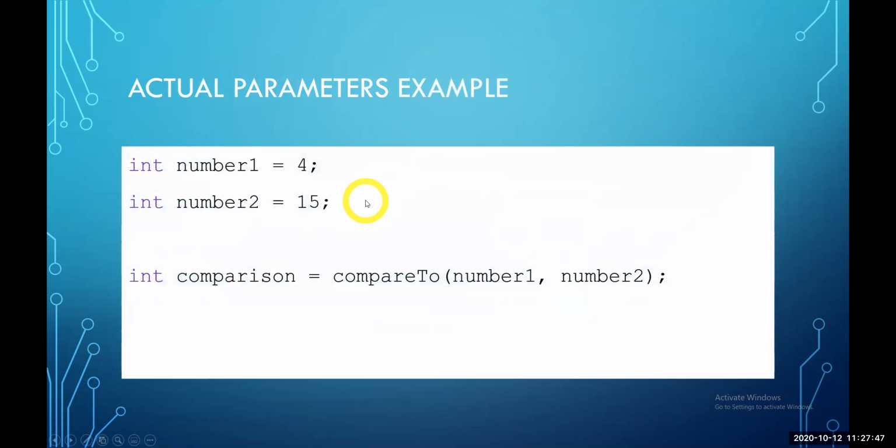So here we're calling our method. So we create 2 numbers, number1 and number2. We have an int comparison, because if you remember, that compareTo method returns a 1, -1, or 0, depending on what's greater or if they're equal. And then our actual parameters that we're comparing are number1 and number2, right? And I'll show you this in the code itself, how it works. But those are our actual parameters.